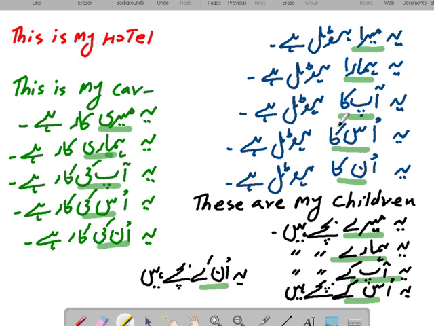So there are three formats. One is आपका, का we are using for masculine. आपकी, की we are using for feminine. And आपके, के we are using for plural.